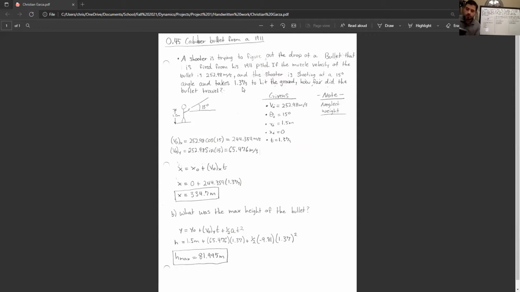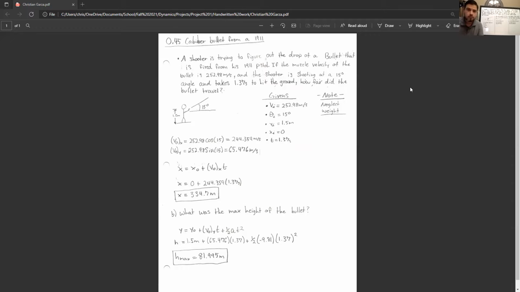I chose a 45 caliber bullet from a Colt 1911. So for those unfamiliar, it's a pistol round. It's a pretty good sized pistol round, but still not traveling as fast as, let's say, a rifle. So for my problem, I decided to take a little bit of a different take on it.